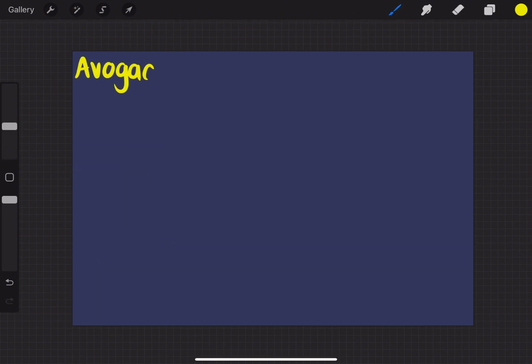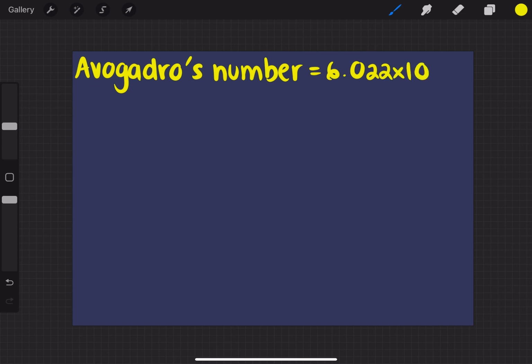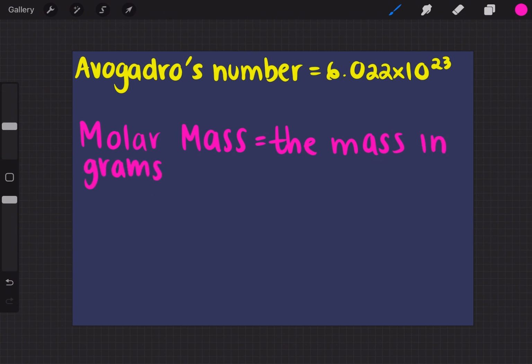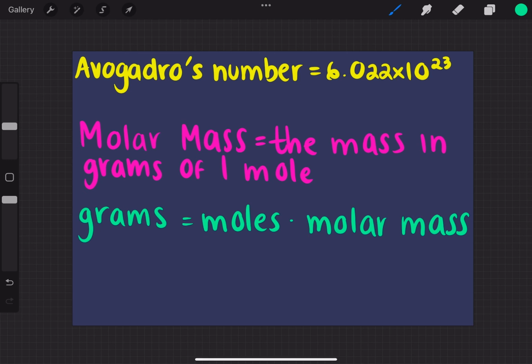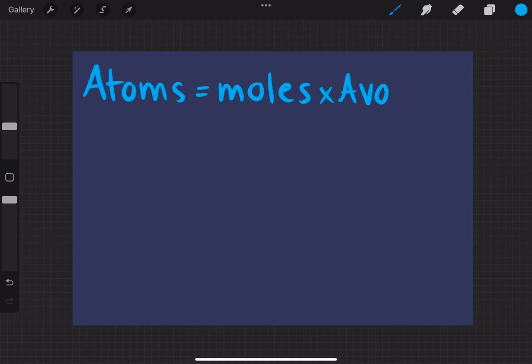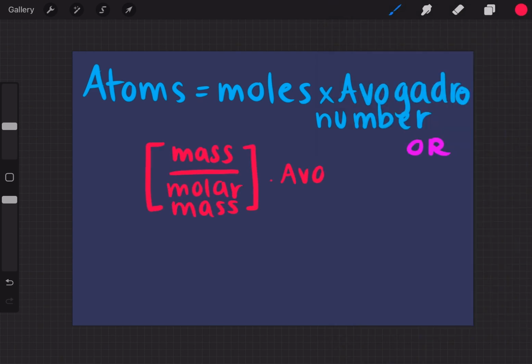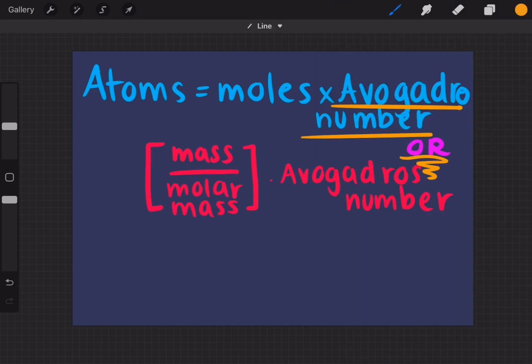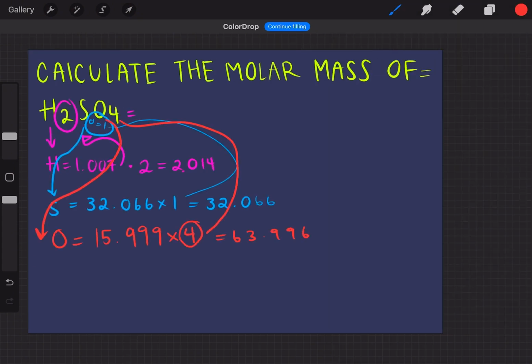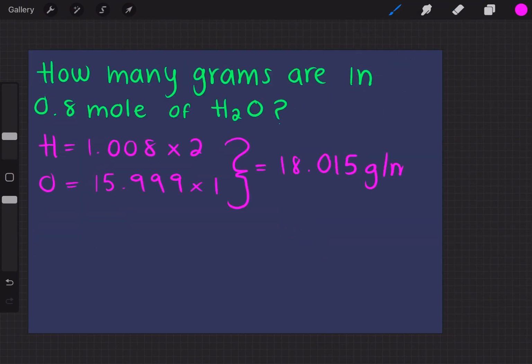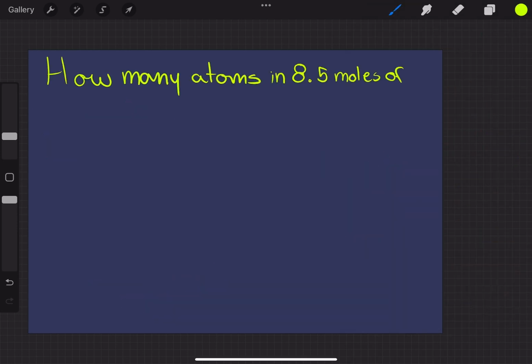Here are some key things to remember. Avogadro's number is 6.022 times 10 to the 23rd. Molar mass is the mass in grams of 1 mole. Grams equals moles times molar mass. Atoms equals moles times Avogadro's number, or mass divided by molar mass times Avogadro's number. Now, I'm going to show you some examples of how to apply these formulas to achieve the results that we get asked.